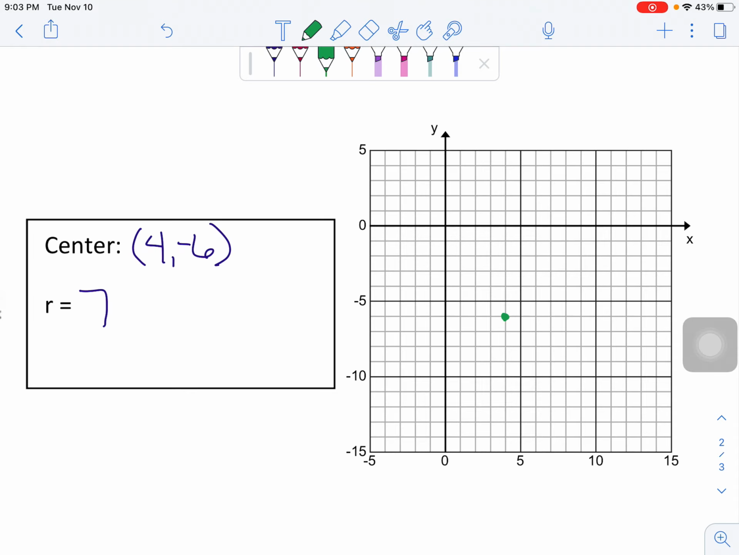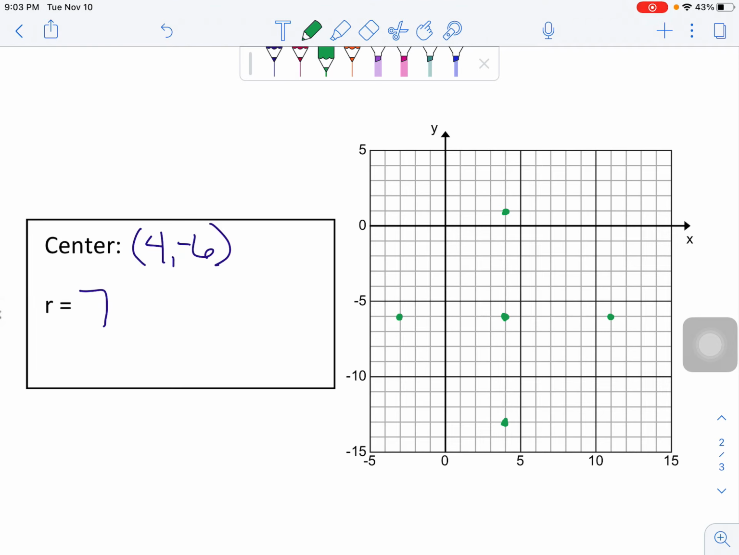7 in all directions. So let's see, 1, 6, 7, 1, 6, 7. Let's see, 1, 2, 3, 4, 5, 6, 8. Whoops, just lost it there. 1, 2, 3, 4, 5, 6, 7. I think it was right there.